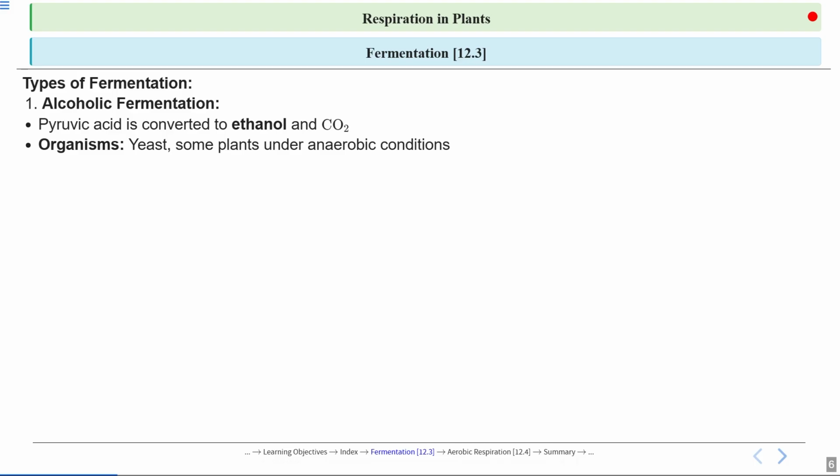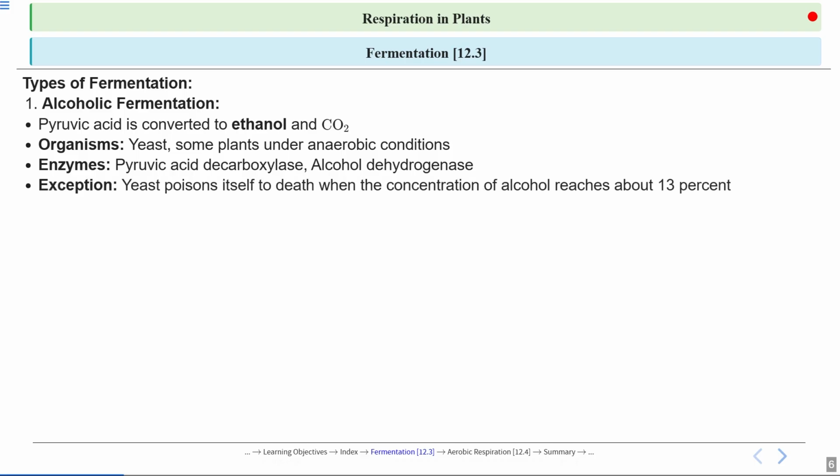So yeast is especially important in food production, while plants use this process of fermentation mainly as a survival strategy when oxygen is limited. Now, if we talk about the main enzymes that are involved, they are pyruvic acid decarboxylase and alcohol dehydrogenase.